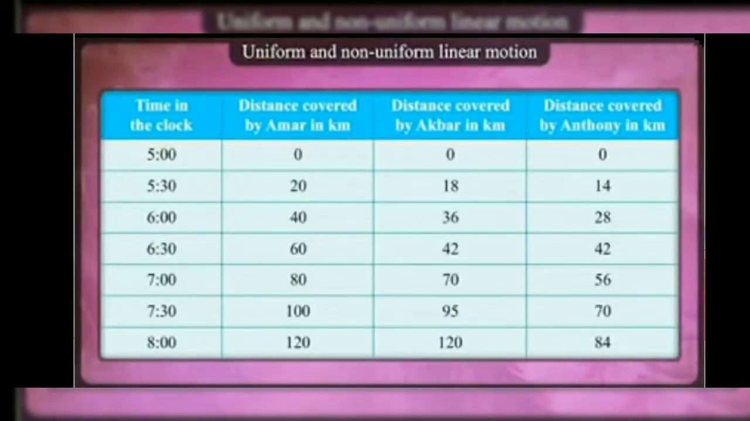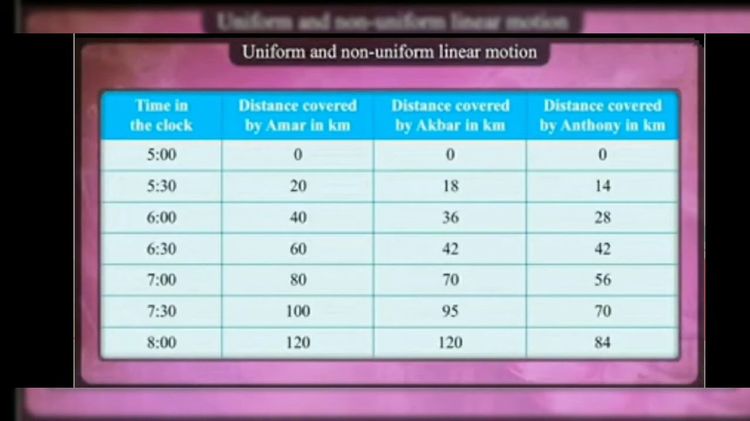Children, by observing this table, let us answer some questions. What is the time interval between the notings of distances made by Amar, Akbar and Anthony? Yes, it is 30 minutes. After every 30 minutes, the distance covered by Amar, Akbar and Anthony is noted.